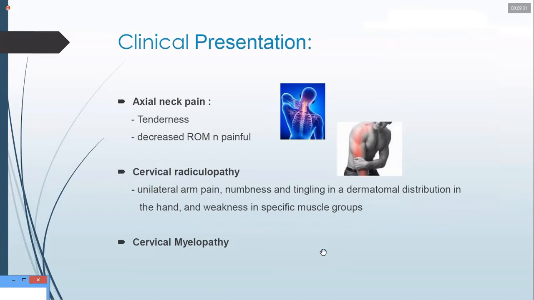So clinically, cervical spondylosis presents as axial neck pain, with tenderness right here in the neck, decrease in the range of motion, and the terminal range of motion becomes painful. When the nerve root gets impinged, there will be cervical radicular pain, unilateral arm pain, numbness, and tingling in the dermatome, like in this picture. And cervical myelopathy, with myelopathic symptoms and signs, occurs when there is gross compression of the spinal cord.